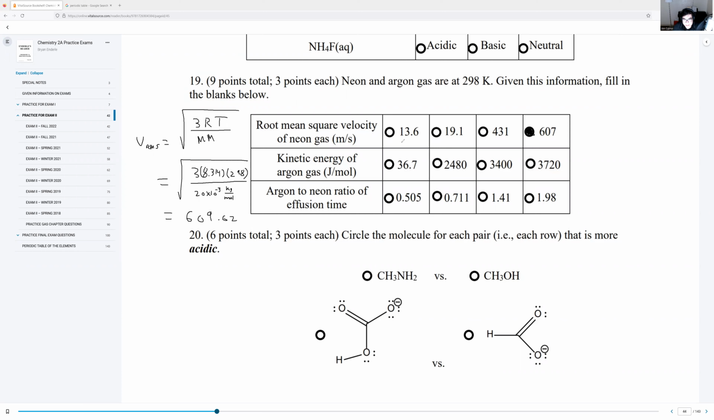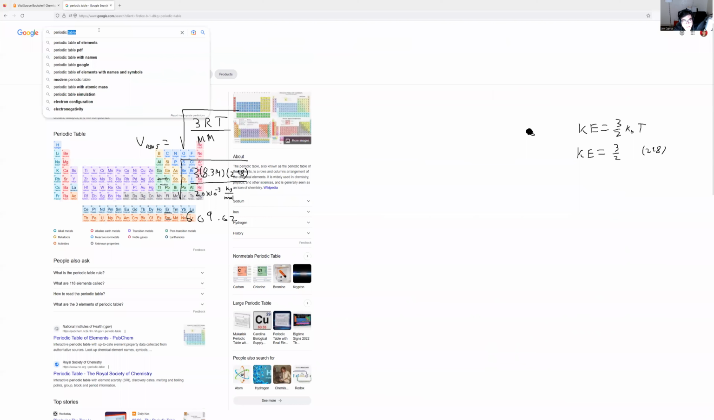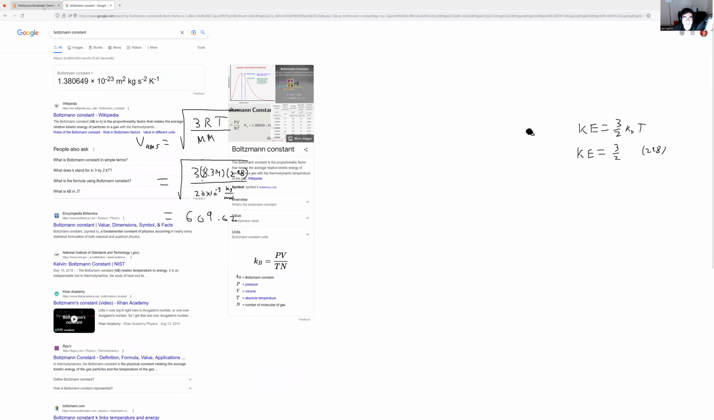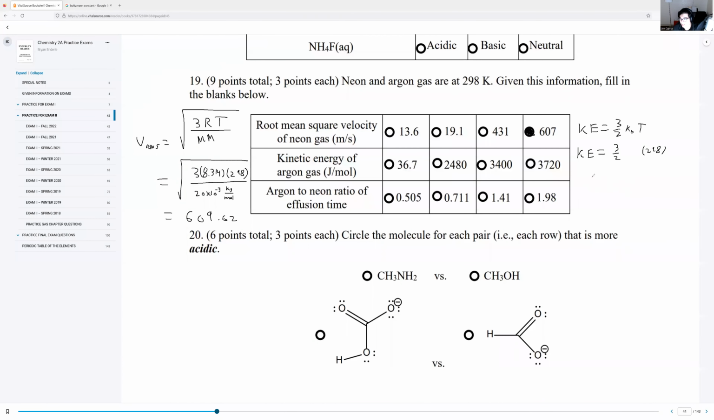Next is the kinetic energy of argon gas. The kinetic energy is equal to 3/2 kBT, where kB is Boltzmann's constant. The temperature is the only thing that changes. It's 298 Kelvin. Boltzmann's constant, I think it's 1.68 times 10 to the negative 23. Somewhere around there. No, 1.38. That's close. So this is 1.38 times 10 to the negative 23.